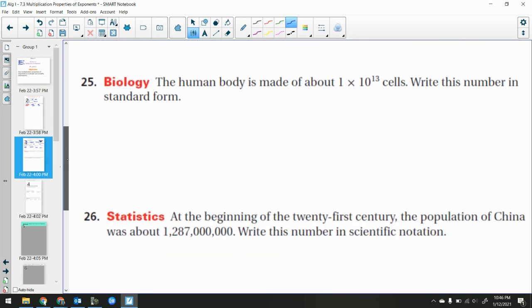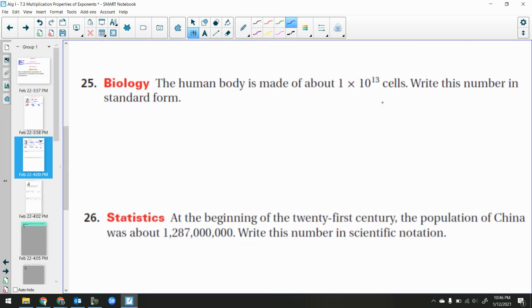Number 25, the human body is made out of 1.1 times 10 to the 13th cells. In writing it in standard form, that just means writing it out. So I've got 1 with 13 zeros. 1, 2, 3, 4, 5, 6, 7, 8, 9, 10, 11, 12, 13. So 10 trillion? I think so.